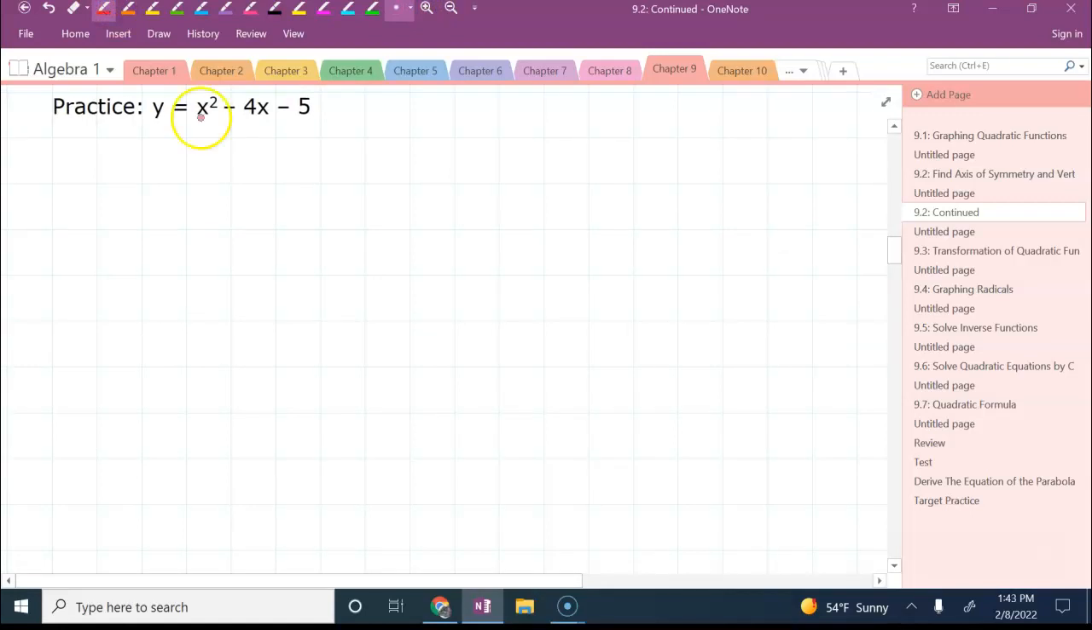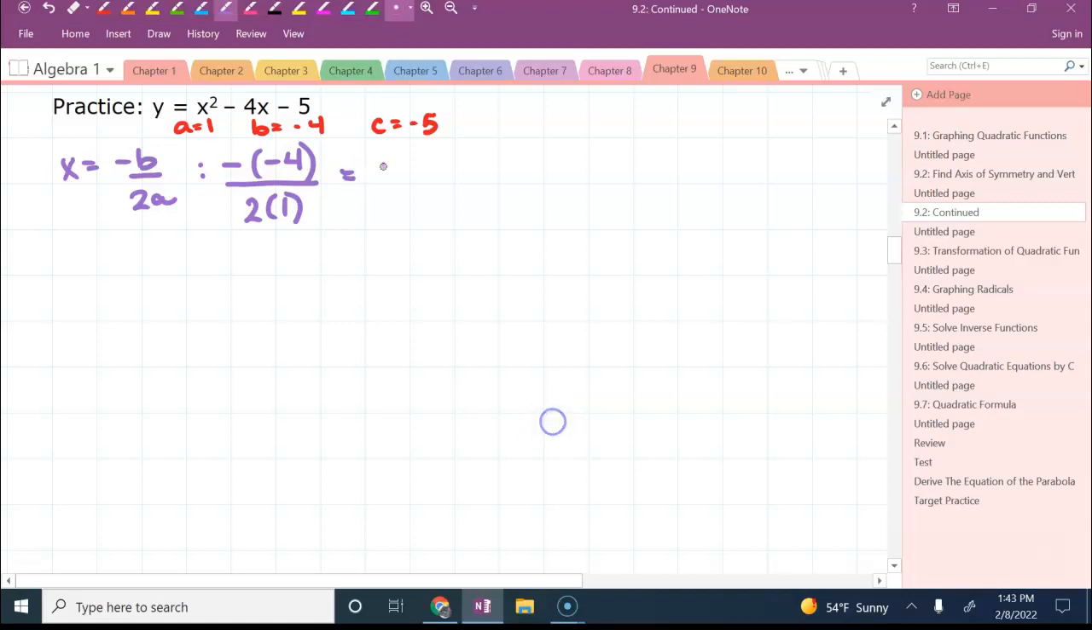Alright, for this first one, your A is a 1, your B is a negative 4, your C is a negative 5. To find your axis of symmetry using this equation, you're going to do negative of negative 4. So that's going to change to positive, and it's going to be 2 over 1. This simplifies to a positive 2.